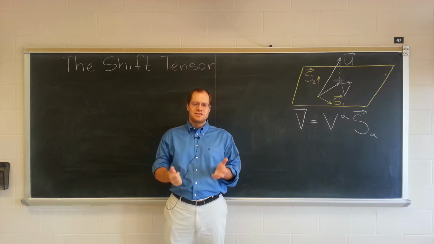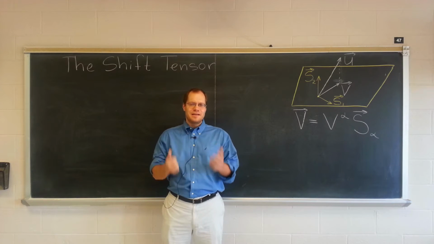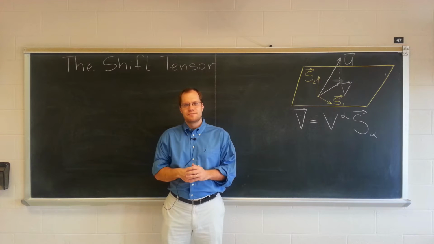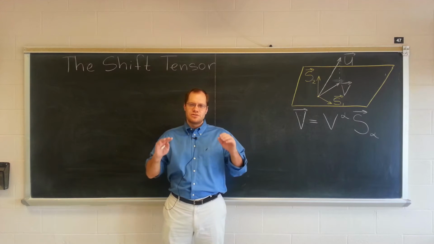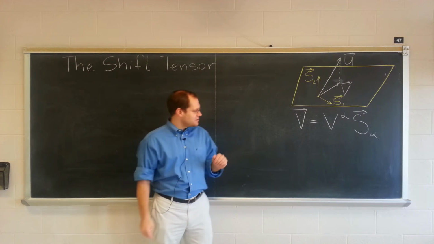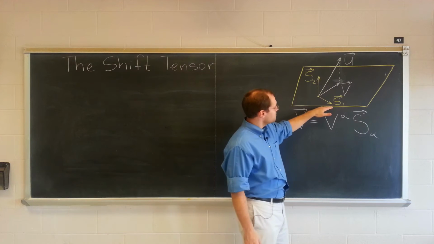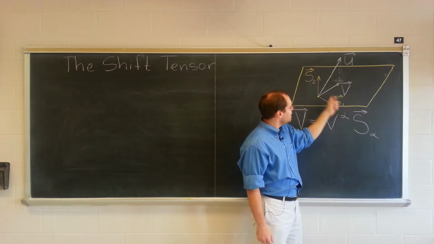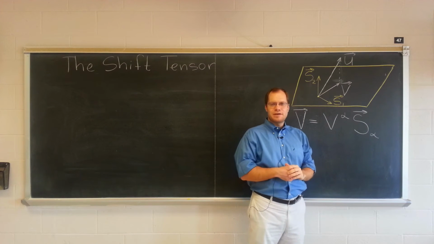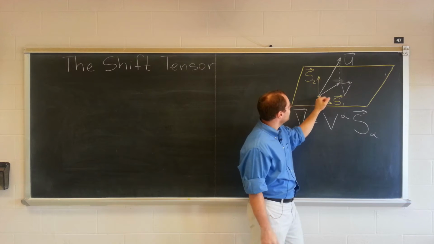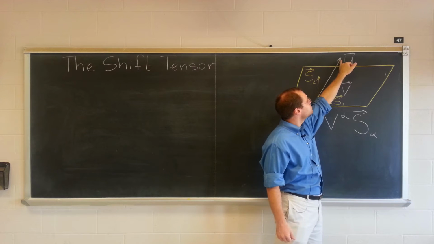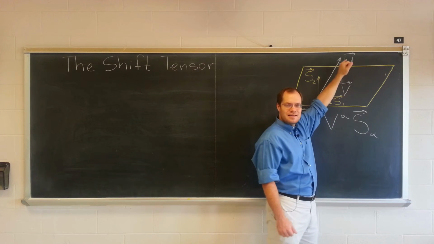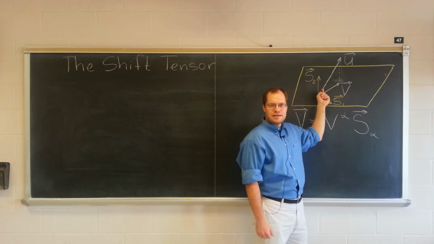Okay, let's talk about the shift tensor and many of its important geometric properties. So, central to the geometric interpretation of the shift tensor is this question. Suppose you have a plane and a basis in that plane, S1 and S2, a pair of vectors. And then another vector, U, that is not in this plane, that's pointing out of the plane.